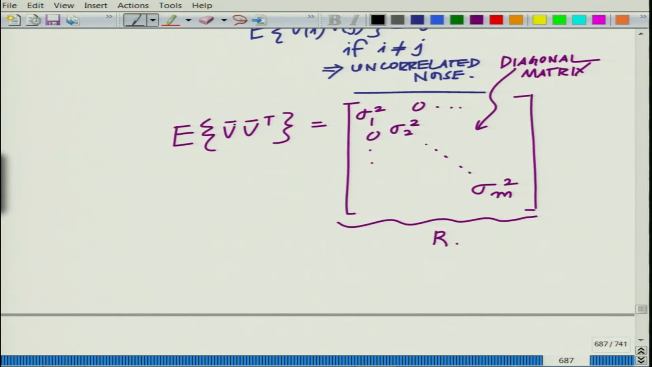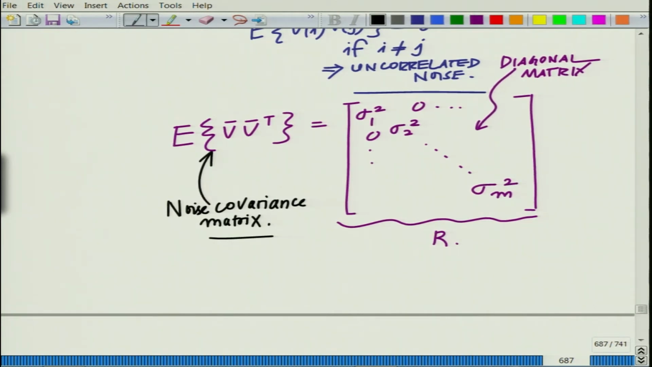If the variances are identical, then all the entries are sigma square, and this becomes sigma square times identity. But now this is a diagonal matrix where the entries are not identical; the entries are sigma 1 square, sigma 2 square, sigma m square. So this is your covariance matrix. This is your noise covariance matrix.